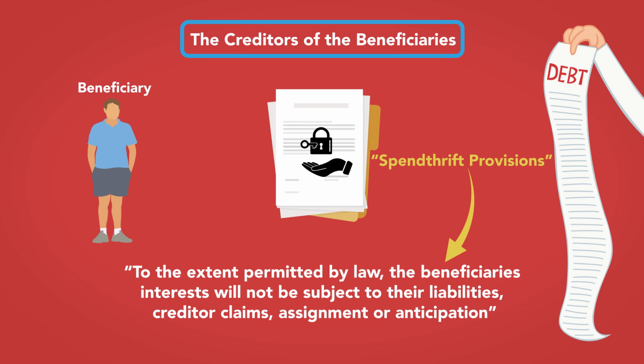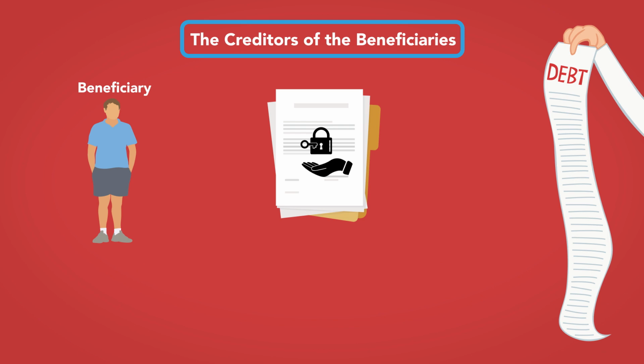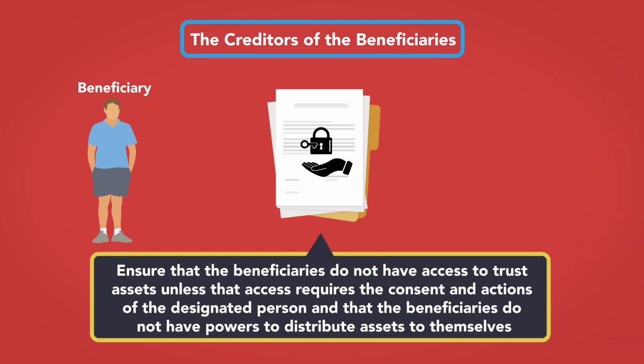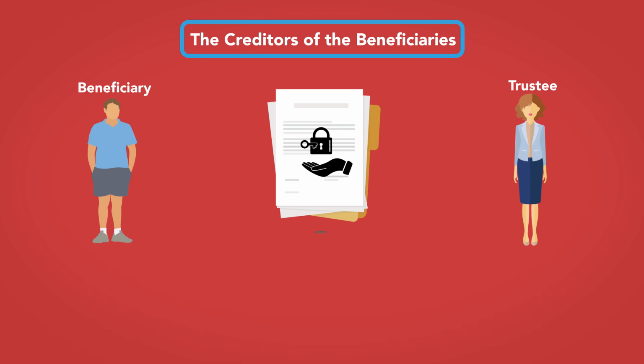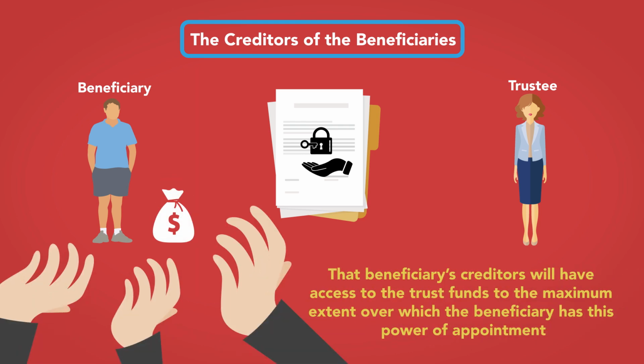This provision, however, is not in and of itself sufficient to ensure that beneficiaries' creditors cannot access the trust assets. Additional steps that should be taken include ensuring that the beneficiaries do not have access to trust assets unless that access requires the consent and actions of a trustee or other designated person, and that the beneficiaries do not have powers to distribute assets to themselves. If any beneficiary can distribute assets to himself, that beneficiary's creditors will have access to the trust funds to the maximum amount over which the beneficiary has this power of appointment.